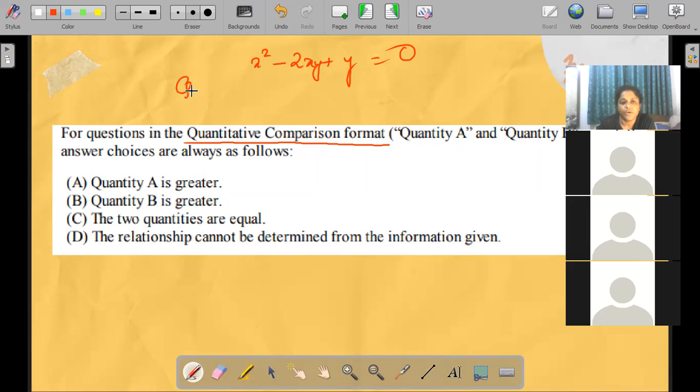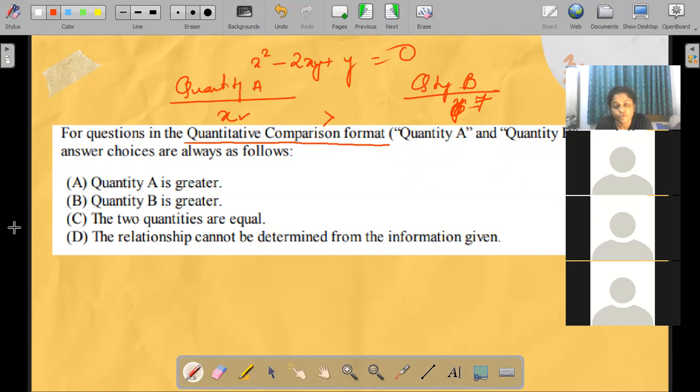Then they'll say quantity A, quantity B. So in quantity A, they'll write X. In quantity B, they'll write Y or anything, 7 or whatever it is. Suppose 7. So now there will be these 4 options, A, B, C, D. You have to solve this and then tell whether quantity A, that is X, is greater than 7.